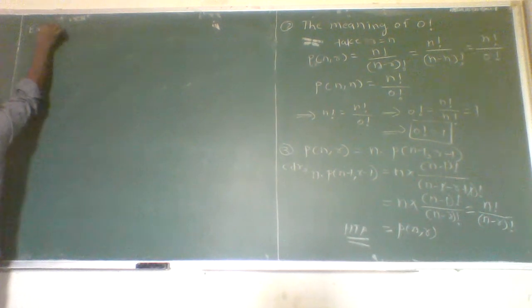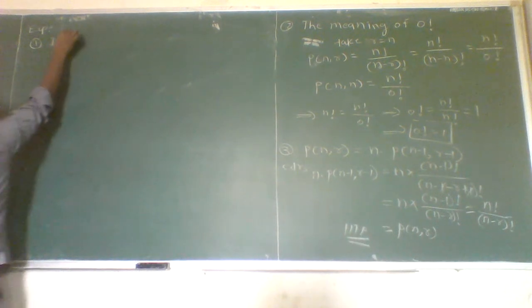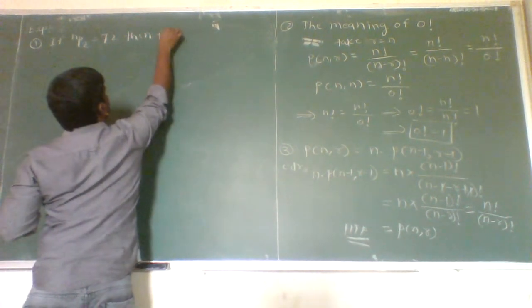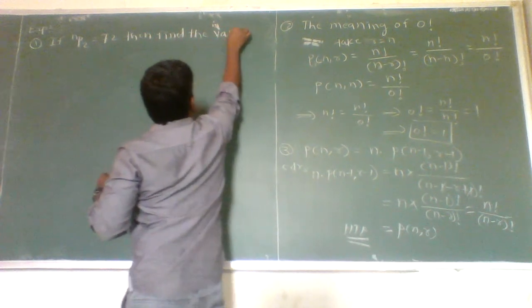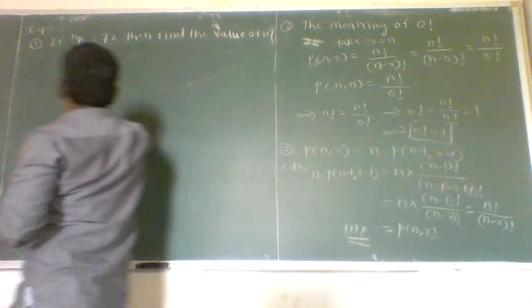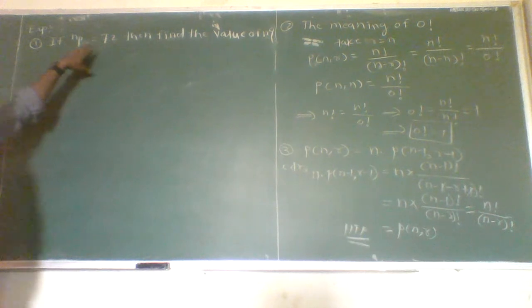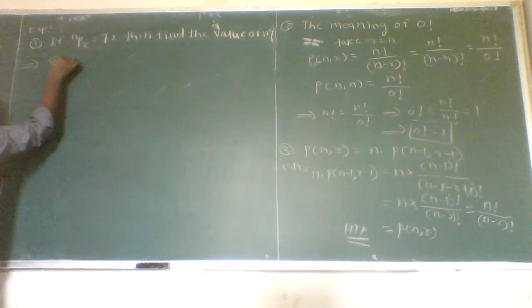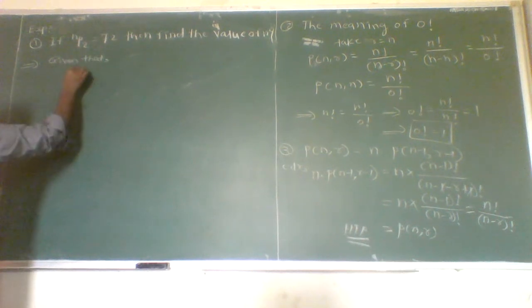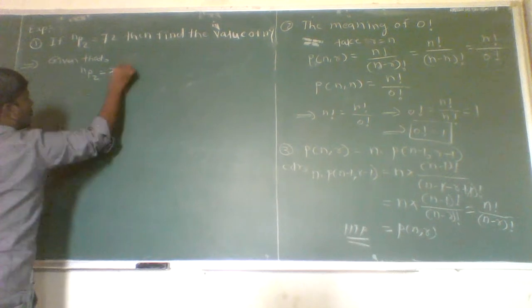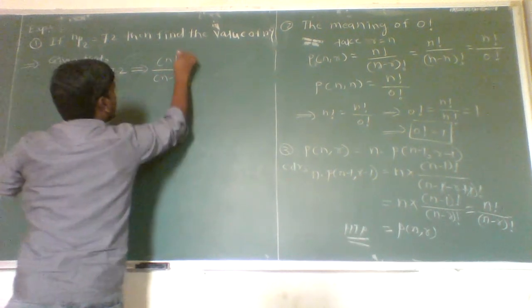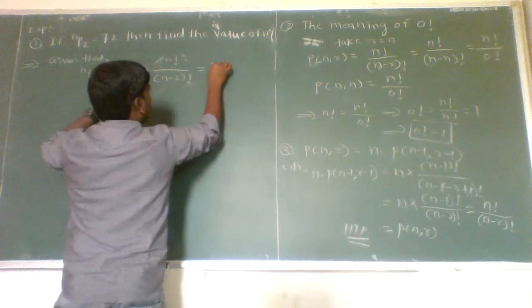Okay, now we have to see the examples. Example first: if nP2 is equal to 72, then find the value of n. Here it is given that the permutation of n different things by taking 2 at a time is 72. From this we have to find the value of n. Given that nP2 is equal to 72, but from the definition of permutation, nP2 is n factorial divided by (n minus 2) factorial, which is equal to 72.